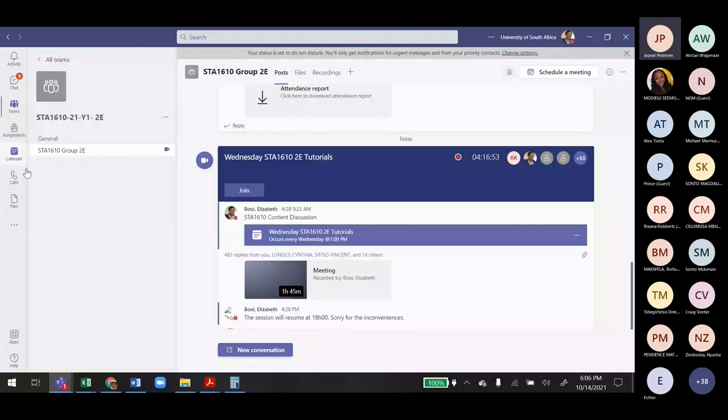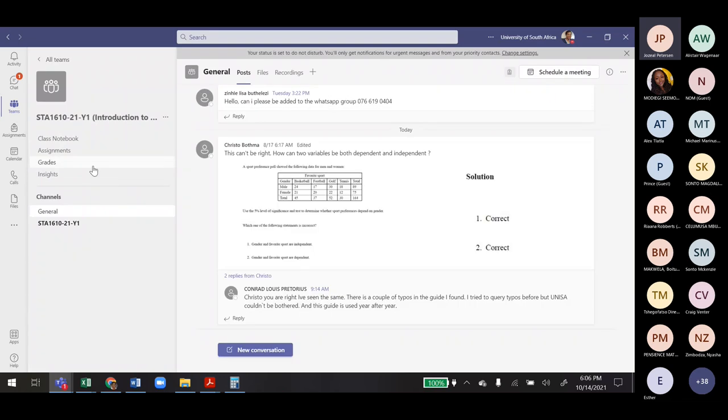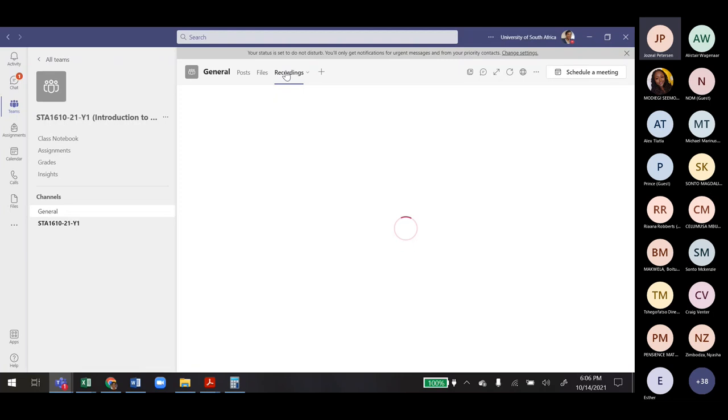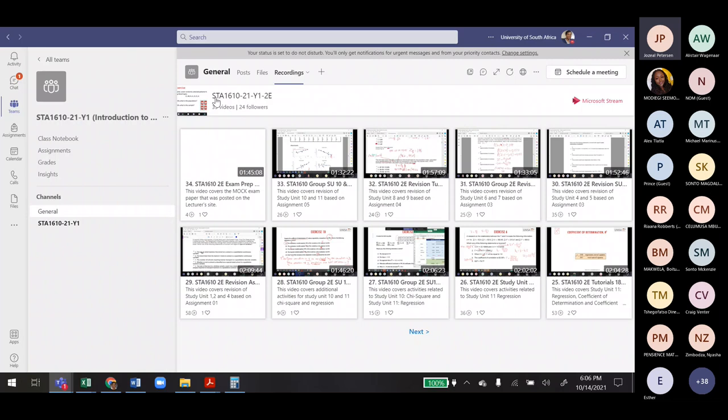So most of you joined the team from your lecturer's site. So if you are in this, when you go to recordings, when you click on the recordings there, you should be able to see all the recordings for all my sessions. Like there are 34 recordings, or 35.